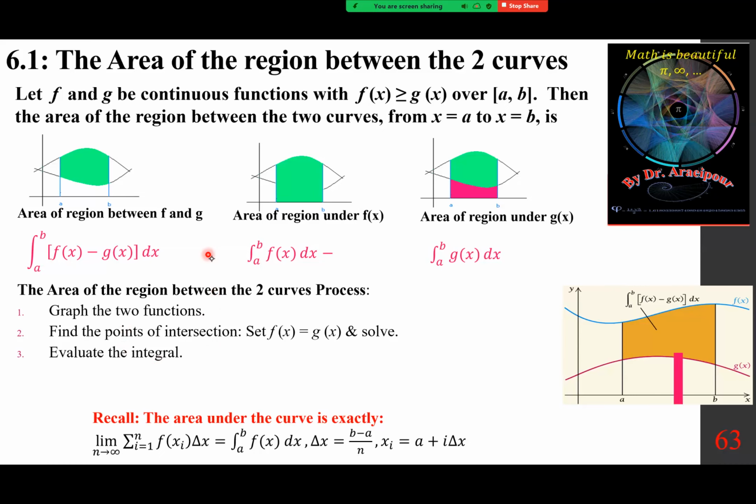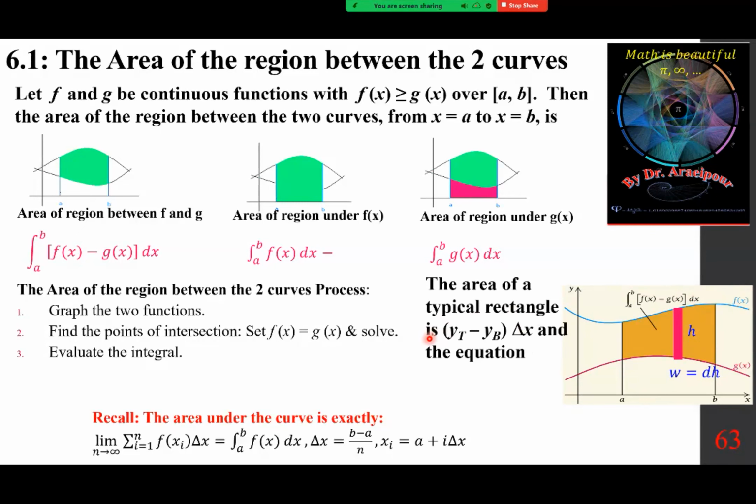So first and foremost, notice this is called an increment of area, which has some width and some height. So this is the height. This is the width. W stands for width, I'm going to call it dh. Now, this one, clearly the dh is dx. If it goes this way, it will be dy. And the height is f of x minus g of x. So the area of a typical rectangle is y of the t, meaning y of the top, minus y of the b, that means the bottom.